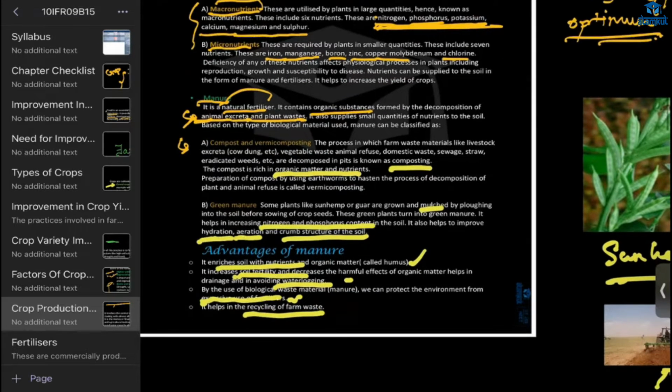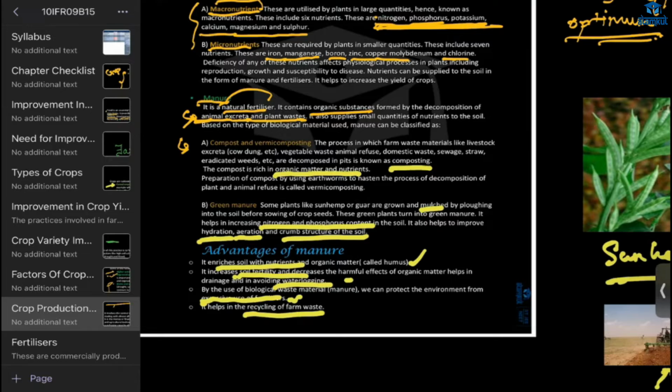The degradation process, right? In the compost, we put all the waste material in pits. And in vermicomposting, what do we do? We use earthworms to decompose, to break down all the waste materials and get manure.